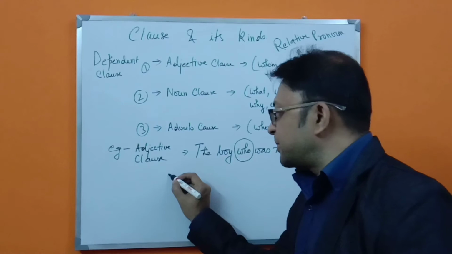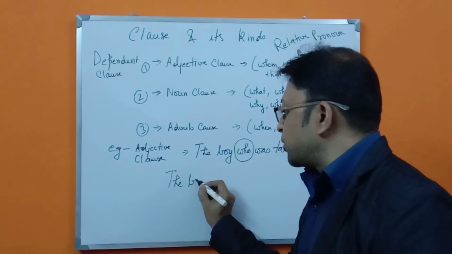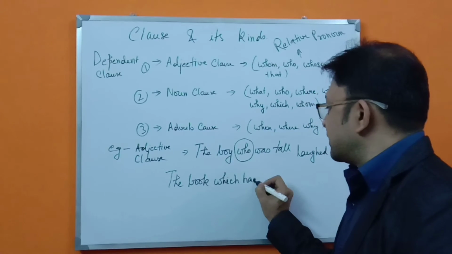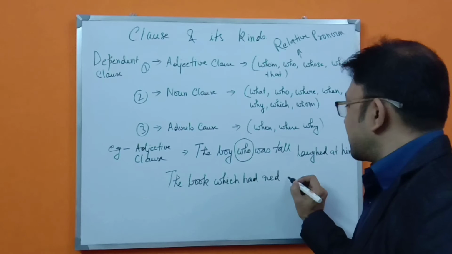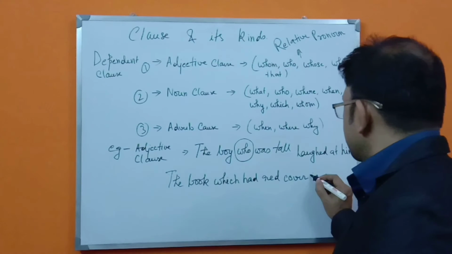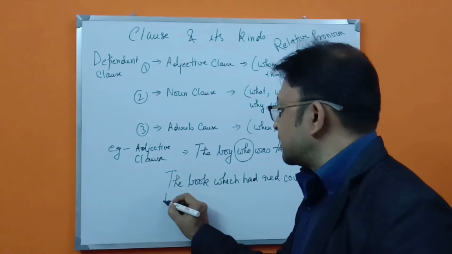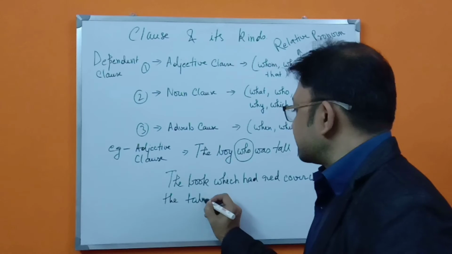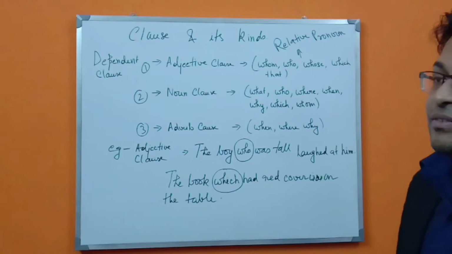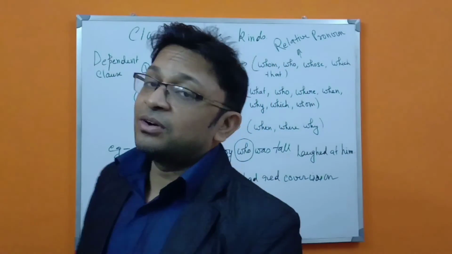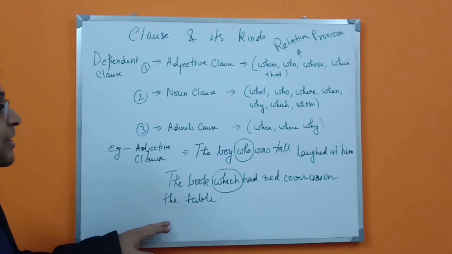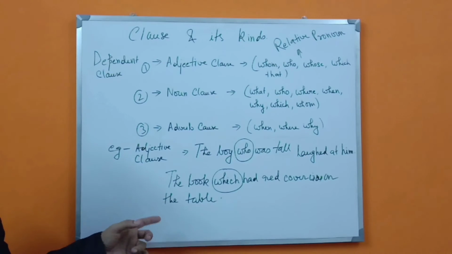Suppose for another example: the book which had a red cover was on the table. It signifies that particular thing which had a particular cover, so it was on the table. So you have to remember these things.